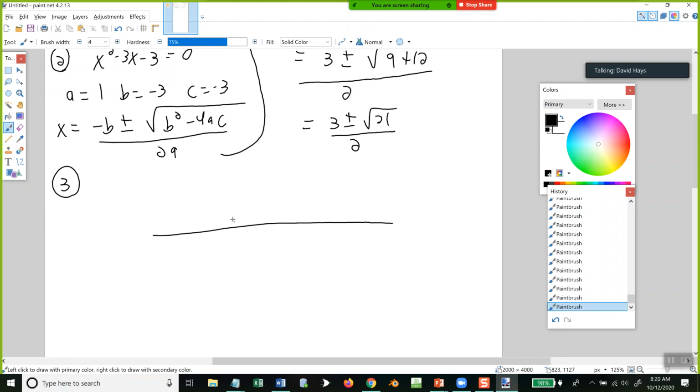So that gives us 3 plus or minus square root of 21 over 2. Now, I don't know much about that, but I do know that 3 minus the square root of 21 over 2 is less than 3 plus square root of 21 over 2. You could also plug those in your calculator if you're not seeing that. That would show you that fact.